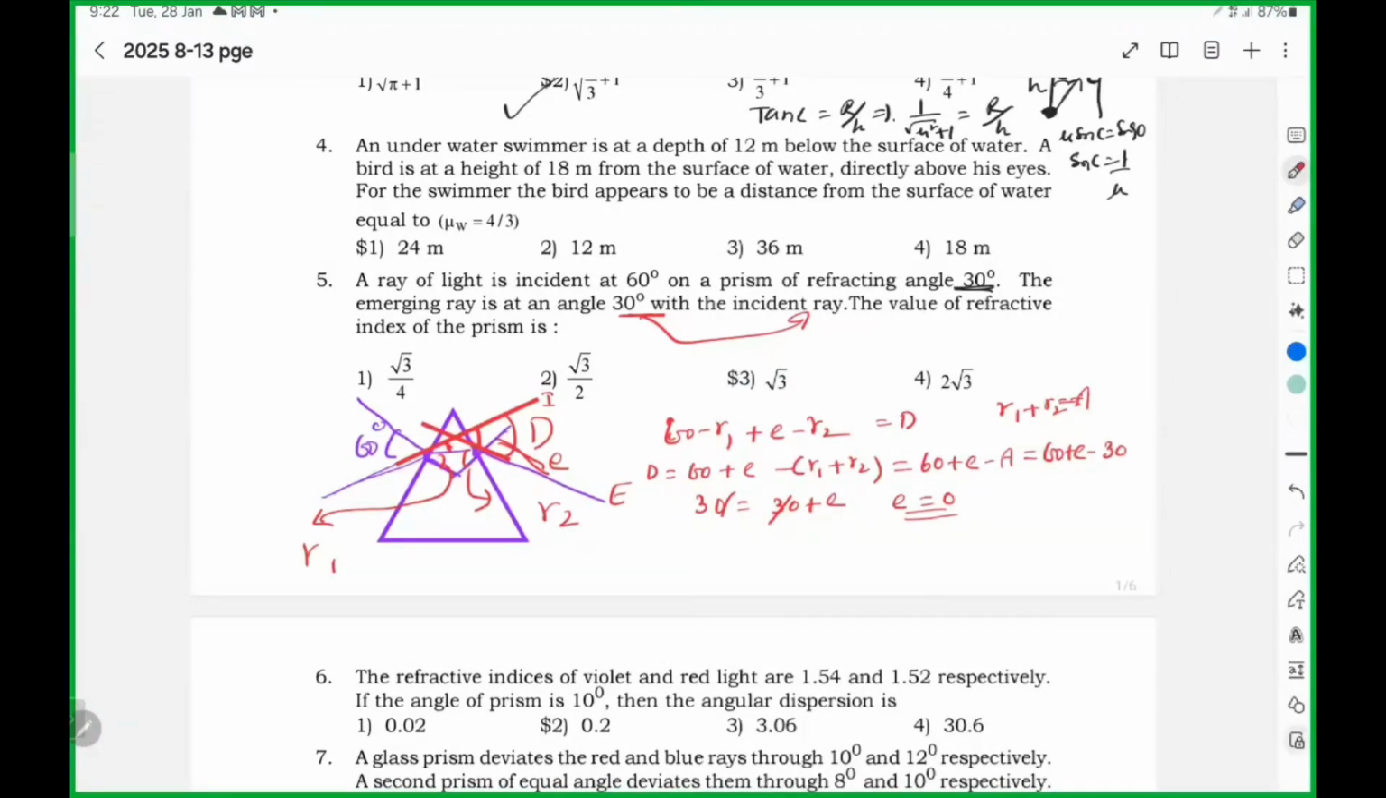Then if you apply Snell's law for this surface AB, 1 into sin 60 is equal to mu into sin r1. Once the emergence angle is 0, r1 becomes angle A. So that is mu sin 30 is equal to sin 60, root 3 by 2. From here, mu becomes root 3.